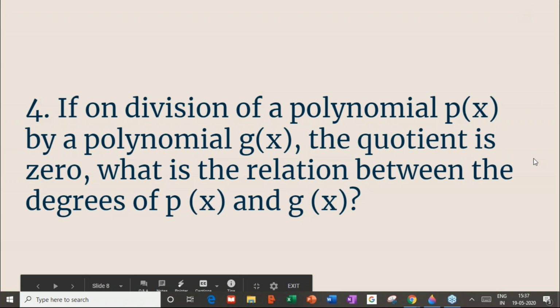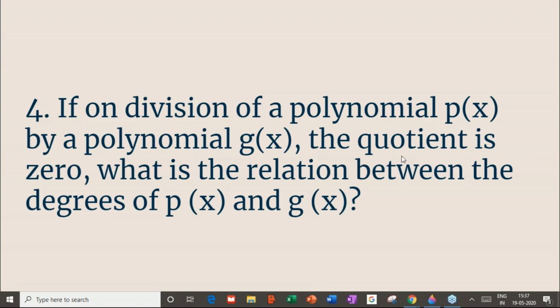Okay, if on division of a polynomial p of x by a polynomial g of x, the quotient is 0, what is the relation between the degrees of p of x and g of x? This is a little bit tricky, I would say, but it again works on the similar principle of the division algorithm. I'll give you a hint. The relation will be something in terms of less than, greater than, or equal to. That's what I'm looking for.